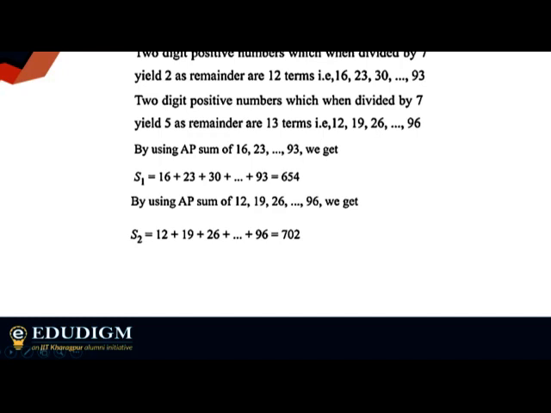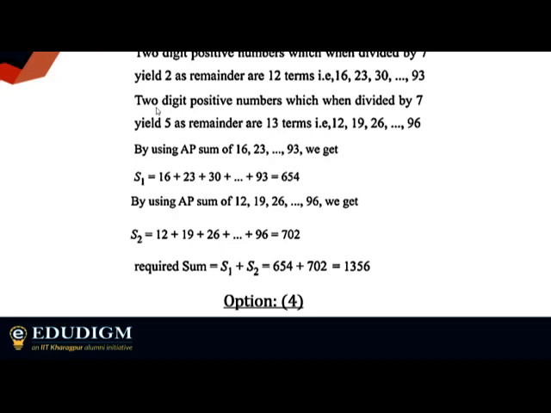So these are the numbers 16, 23, with a deviation of 7. And similarly, when you divide by 5, you'll actually get 13 terms here, as you can see. So it's just the sum of an AP that you're using here. This is an AP with the starting term 16 and the common difference 7 and number of terms being 12. And similarly, there's another AP with 12 as the starting term, 7 as the common difference, and 13 as the number of terms. You just add them up and this is your answer, which is given by option 4.